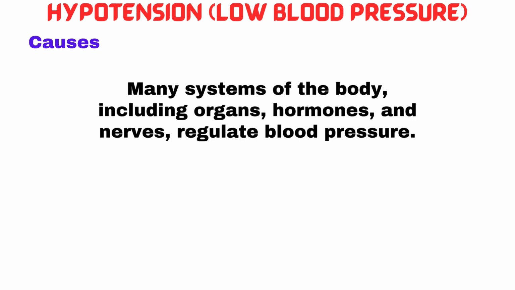Now we will see the causes of hypotension. Many systems of the body, including organs, hormones, and nerves, regulate blood pressure. For example, the autonomic nervous system sends the fight or flight signal that, depending on the situation, tells the heart and other systems in the body to increase or decrease blood pressure. There are many possible causes of low blood pressure. BP may be low because clients are fit and healthy, or clients may have inherited it from a parent. Some people develop low blood pressure as they get older.